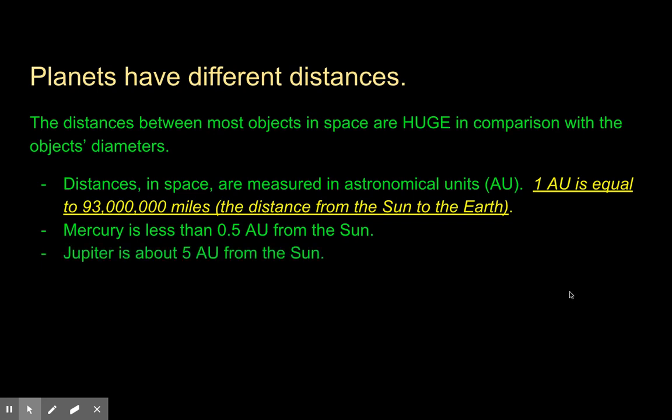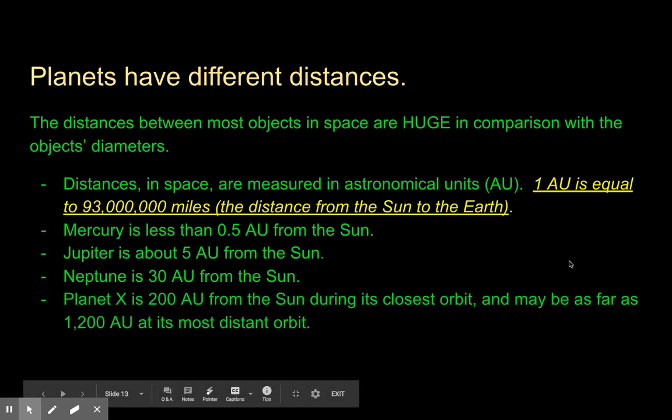Jupiter, on the other hand, is 5 AU from the sun, all right? And that's 5 times 93 million. So that's just an outrageously big distance from the sun to Jupiter. How about Neptune? Neptune is 30 AU from the sun, all right? That's 30 times 93 million. And that'll give you the distance of Neptune from the sun.